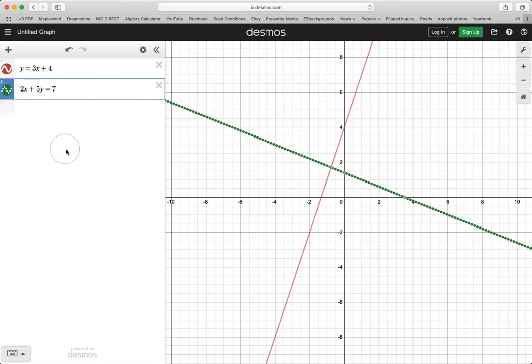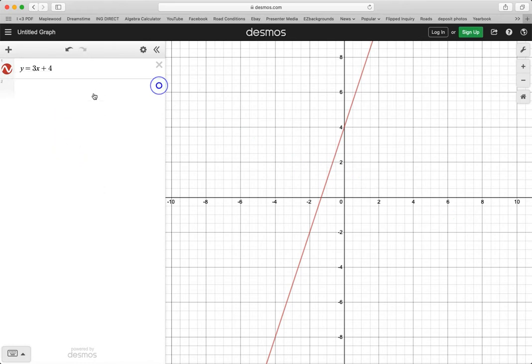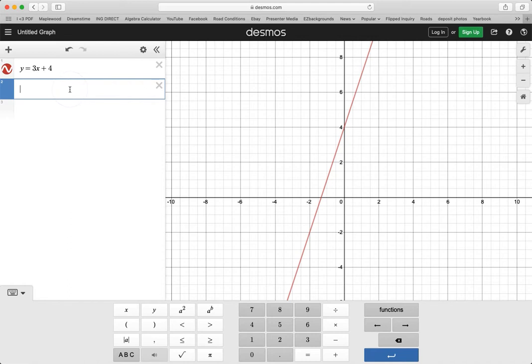What else can Desmos do? Well, it can graph things other than lines. Say I want to graph a function like a parabola. Y equals 2x squared. Here's the squared down here.